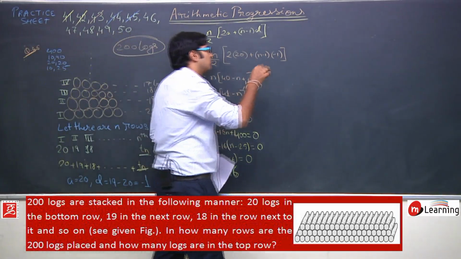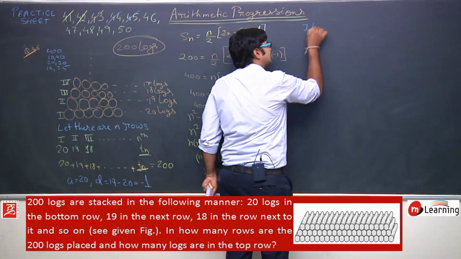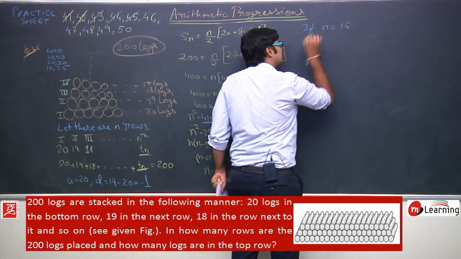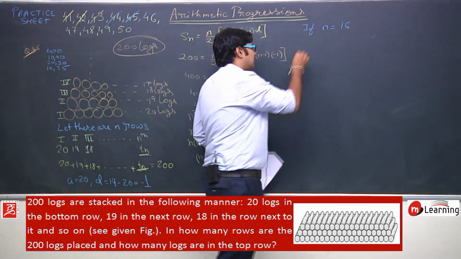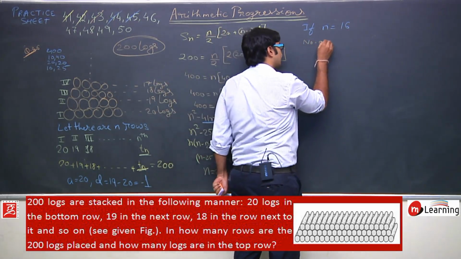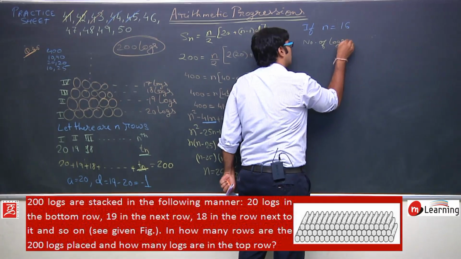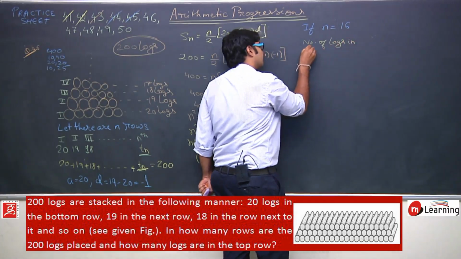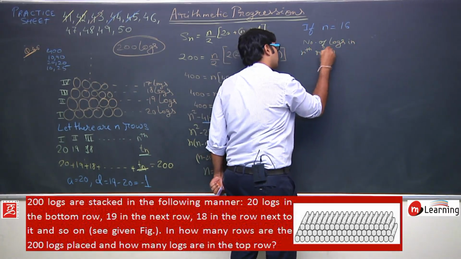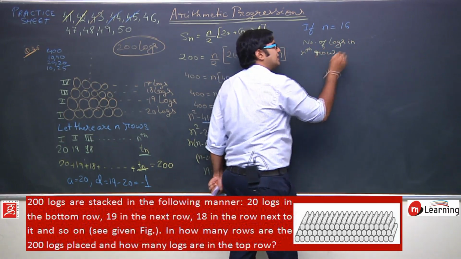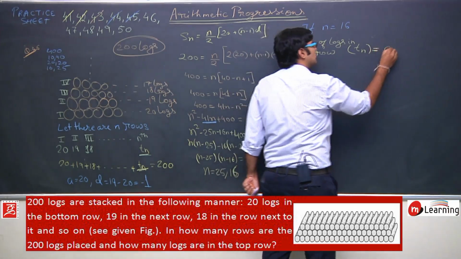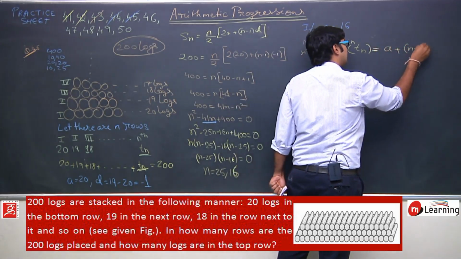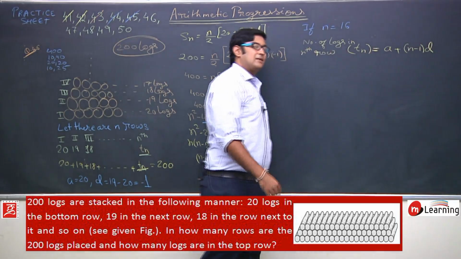If I say n is equal to 16, then the number of logs in the nth row will be Tn, which is equal to what? Which is equal to a plus (n minus 1) d. So this is in AP.